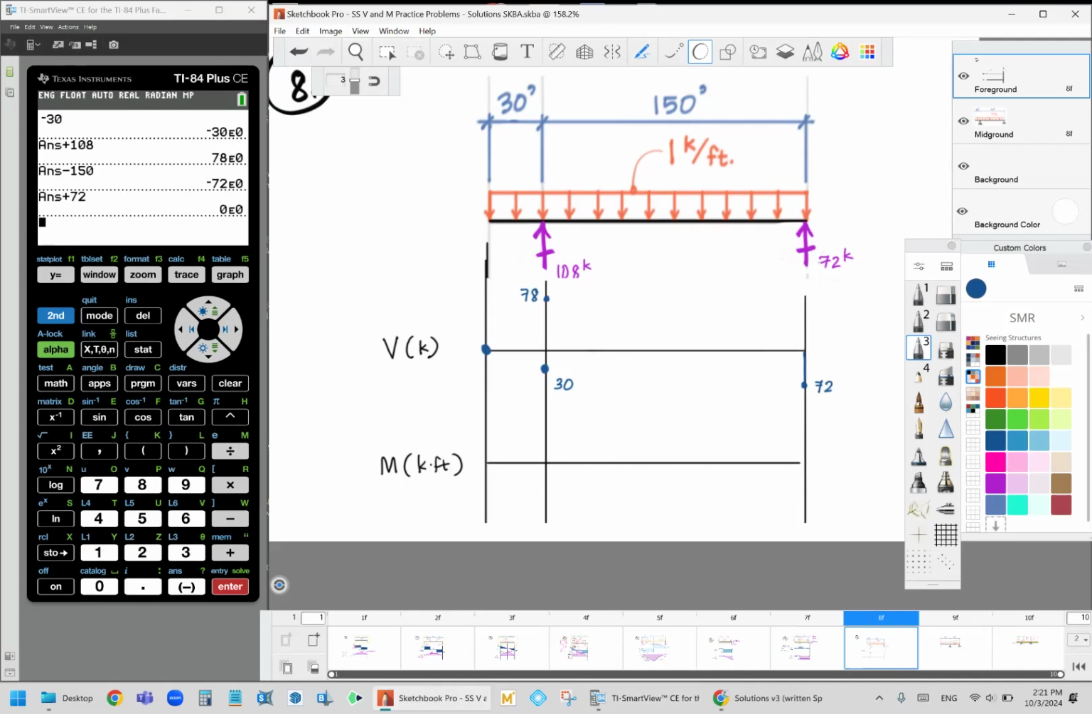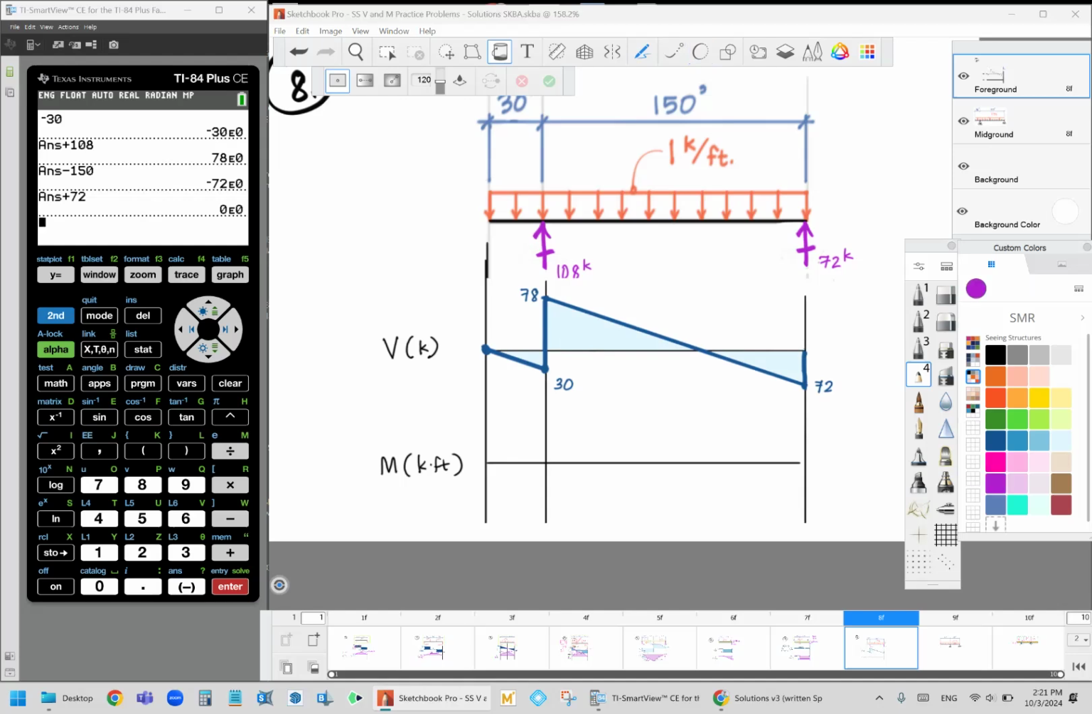What type of functions are we looking at? Well, all of this is constant, so everything down here is linear. So linear, jump up, discontinuity, and linear. Good, that was awesome. And jump up. There is my shear diagram.